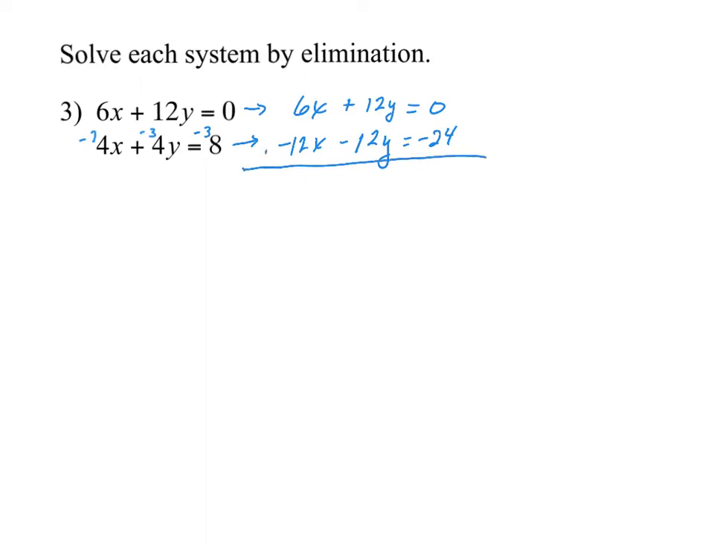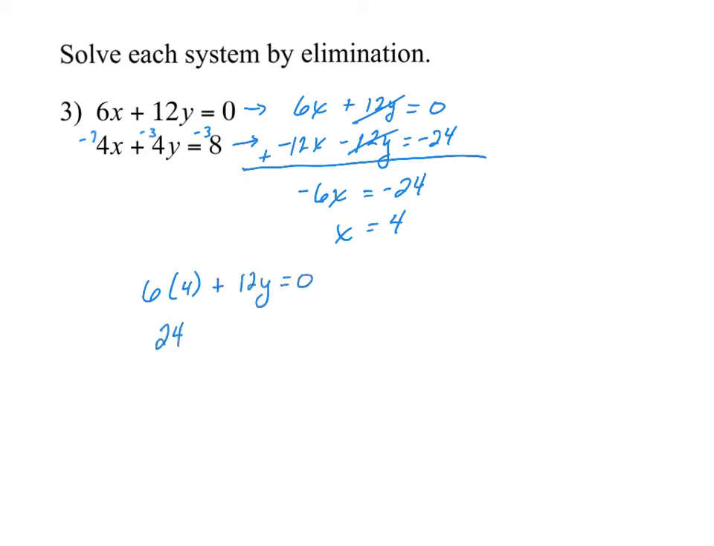Now I can add them together because elimination is the addition method. And I get -6x equals -24. And I can solve for x and get x equals 4. Now I have to take that and substitute it into one of the equations. I chose the top equation. Put the 4 in there.